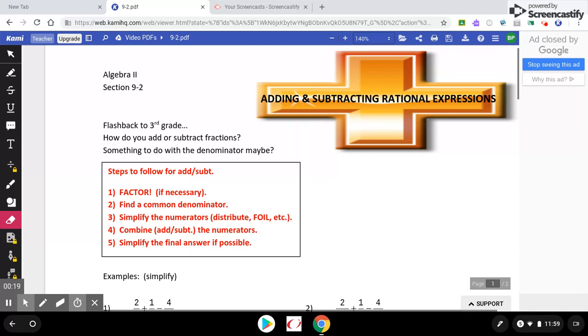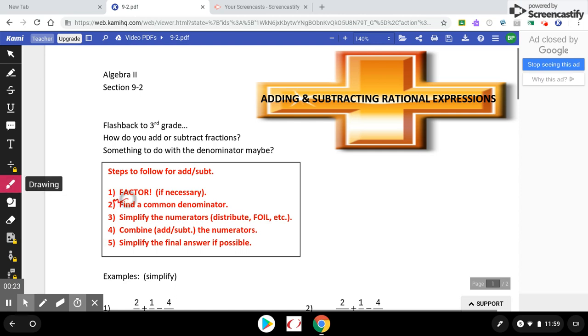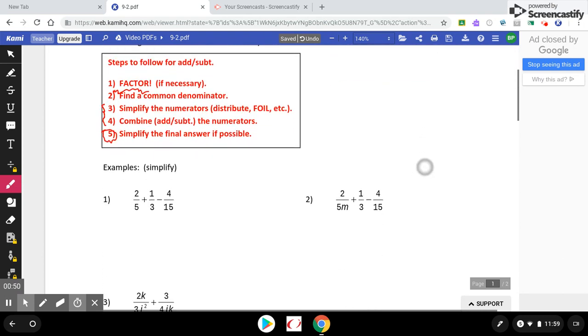Notice in number one, this word that we say often, factor. So if you can factor a problem, it's always going to be a good idea, and we proved that in section 9.1. So clear back in, I don't know, third grade, somewhere in there, they taught you how to do fractions without calculators. Find a common denominator. That's step two. Simplify the numerators and combine the numerators. So we're just going to use whatever means we can to put the tops of the fractions together and then simplify the final answer, meaning you're always supposed to reduce fractions whenever humanly possible. So let's get to it here.